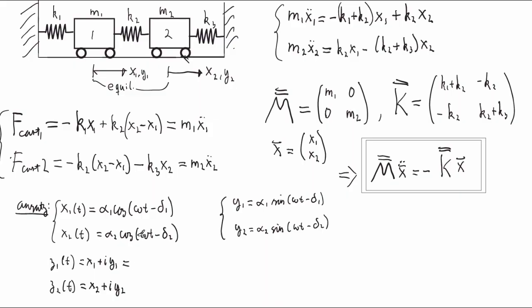And if we do that, then putting everything together, we'll find that z1 of t equals alpha 1 times e to the power of i times omega t minus delta 1, and same thing for z2. So that's a little bit simpler. So that's the solution we're going to work with.